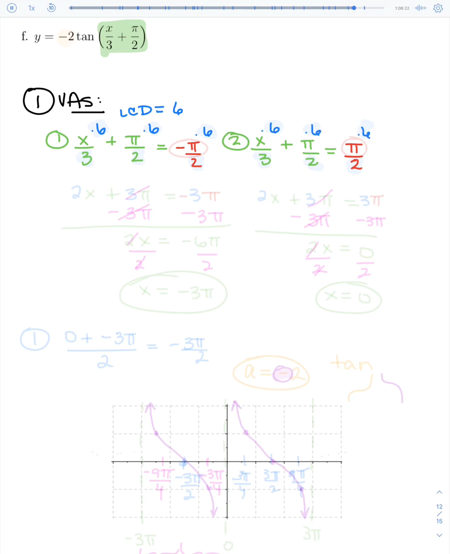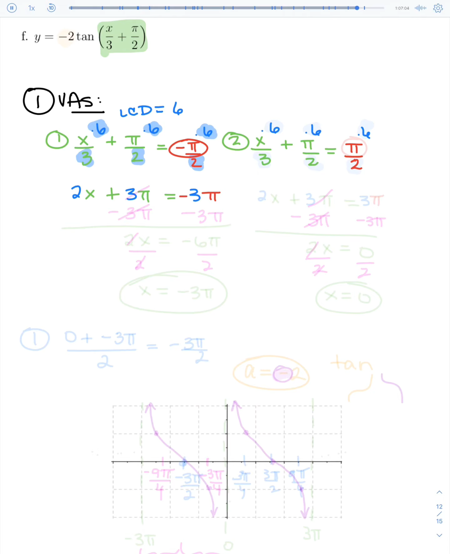So on this first one, I've got 6 over 3 now, which is 2, and I've still got my x. Plus, on my next one, I've got 6 over 2, which is, again, 3, in front of that pi that was there. Equals, last one, I've got 6 over 2, which is 3. Be careful, I also had a negative and a pi here, so a negative 3 pi. Now, continuing to solve this, we just solve it like a normal equation.